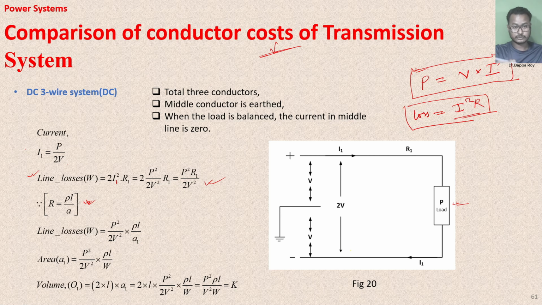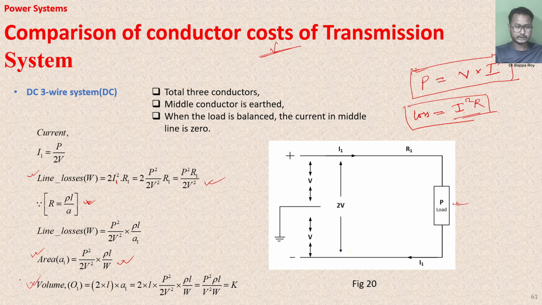So the area, from here we can calculate A1, because we know here W is equal to P square by 2 V square into rho L by A. So area A1 we can write, W will come to this side, right side, A1 will go to left side. Clear?